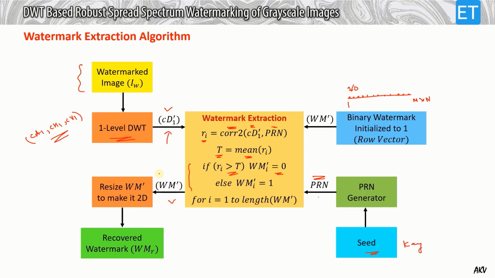Since it is in a 1D row, to get the image, we reshape it to make it 2D. And now this is your recovered watermark WMR. So this is a simple process of watermark extraction.